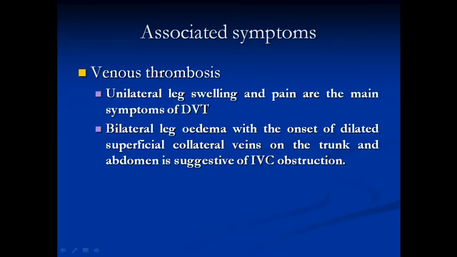Venous thrombosis: unilateral leg swelling and pain are the main symptoms of venous thrombosis. Bilateral leg edema with the onset of dilated superficial collateral veins on the trunk and abdomen is suggestive of inferior vena cava obstruction.